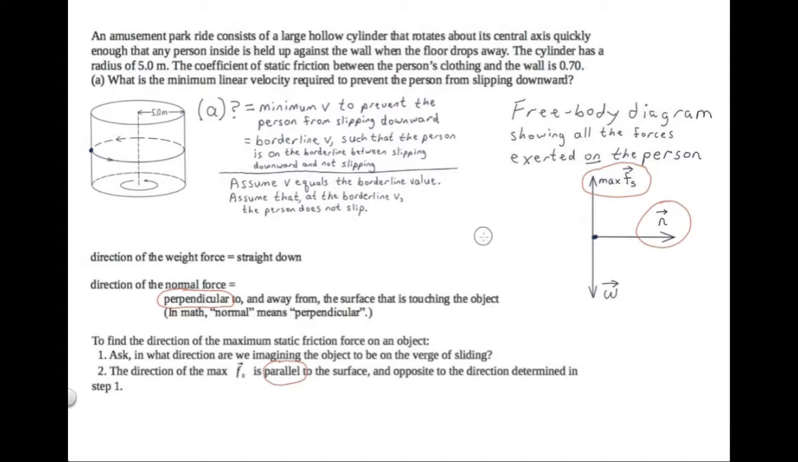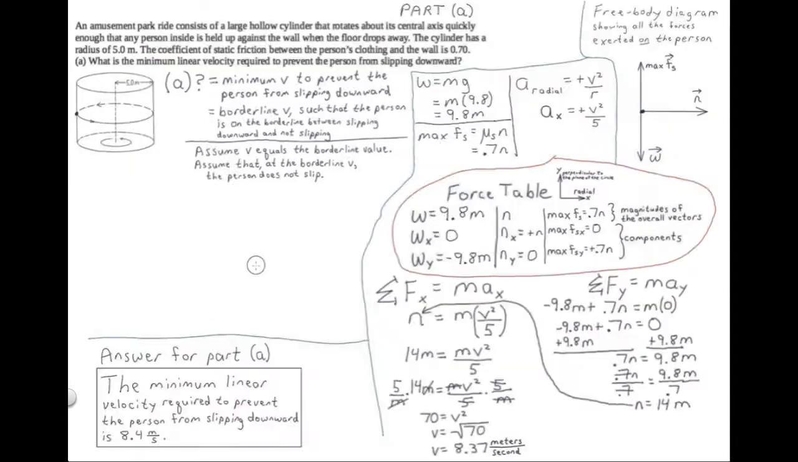Now let me ask you a question. Did you correctly determine the directions of the normal force and the frictional force for this problem? The key to getting those directions correct is to remember that the normal force will always be perpendicular to the surface, and the frictional force will always be parallel to the surface. So for this problem, the normal force is perpendicular to the wall, and the frictional force is parallel to the wall. Next, we work on the force table.